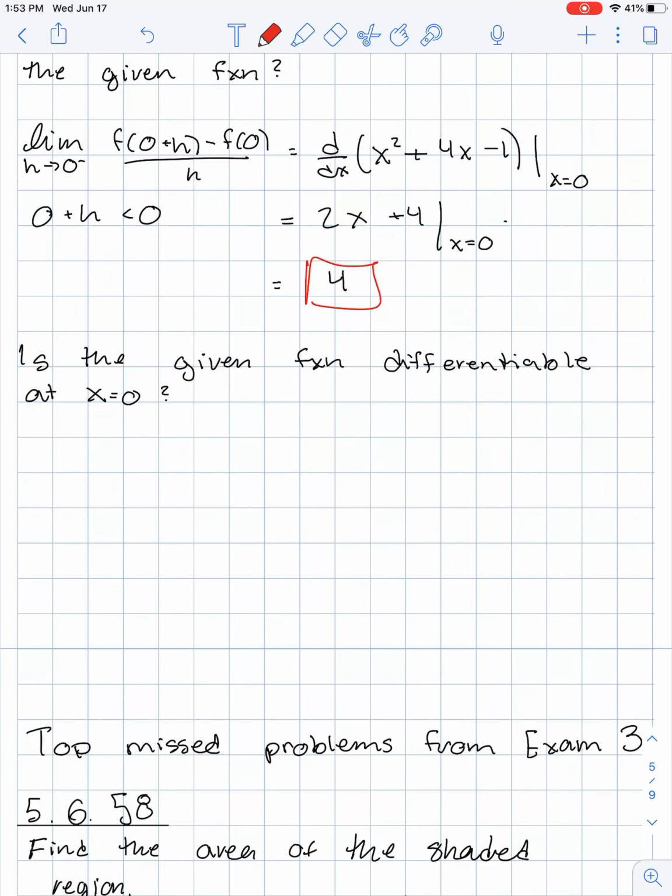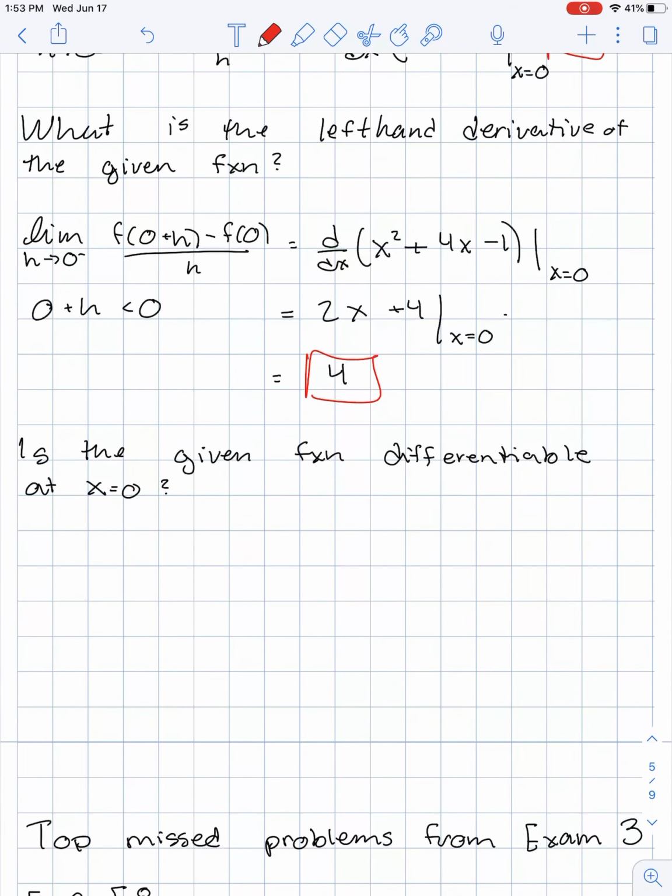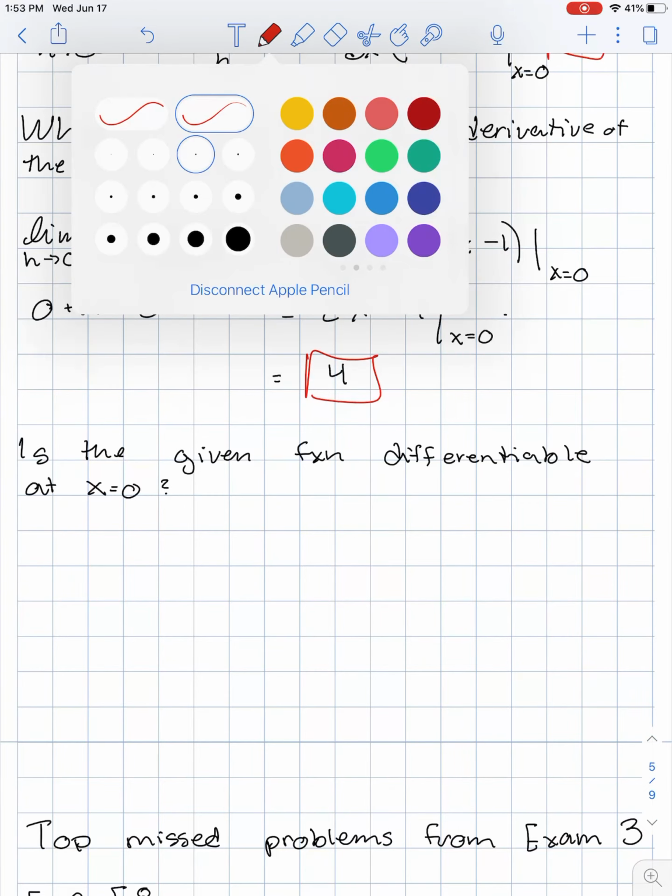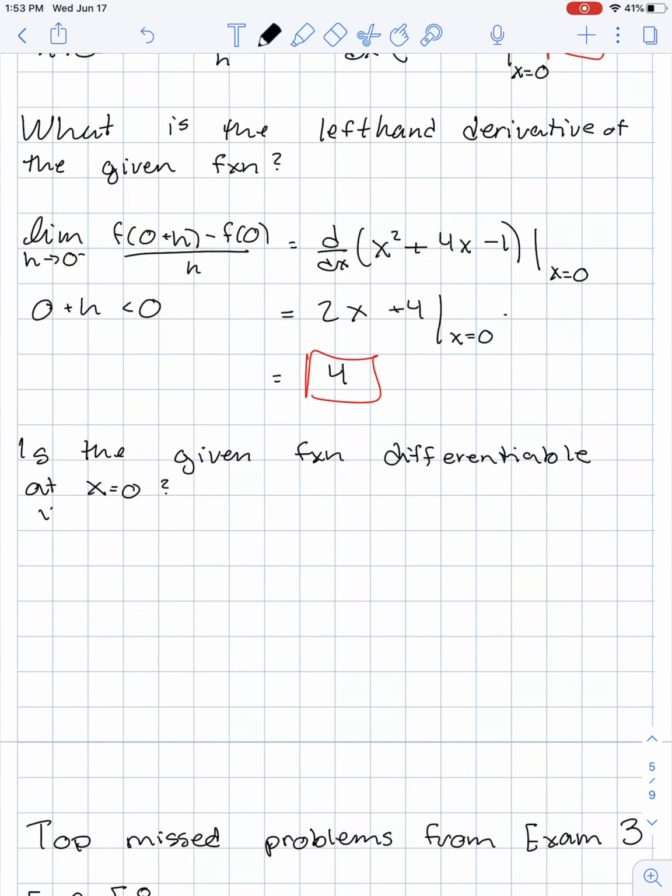Okay. So is this given function differentiable at x equals 0? Yes. And the reason is because the limit as h goes to 0 of our difference quotient, I should have put 0 in for x.